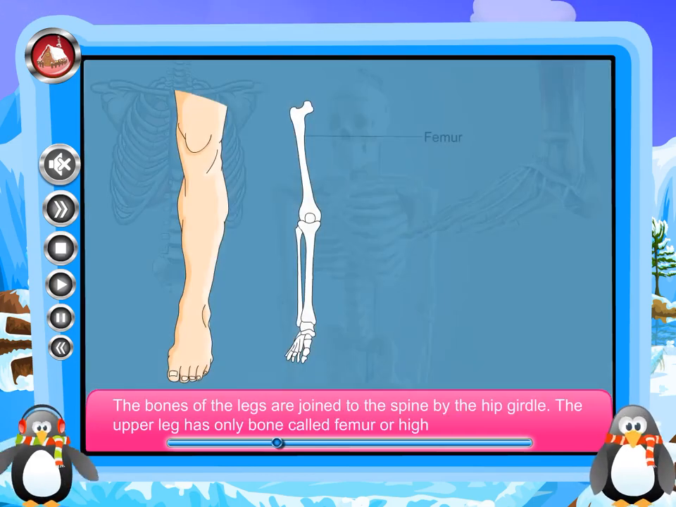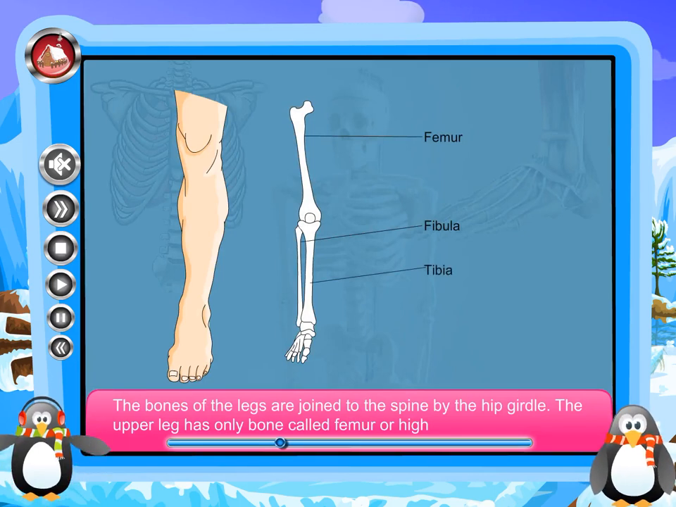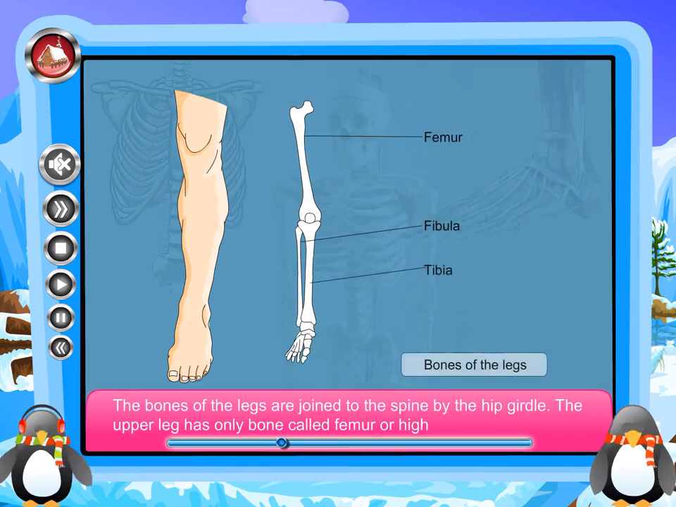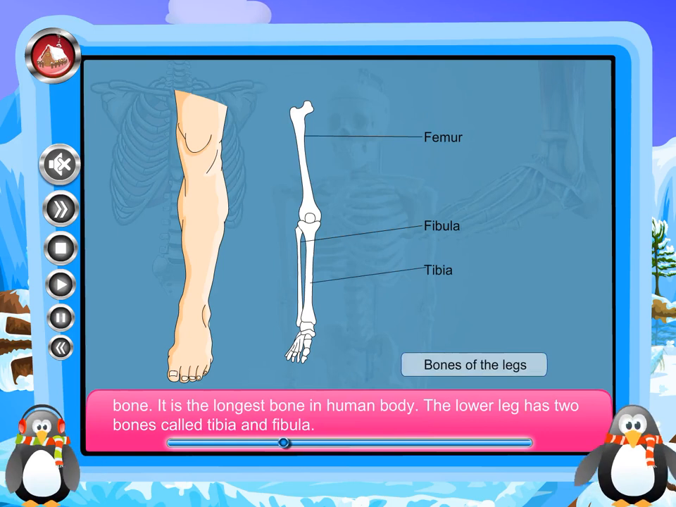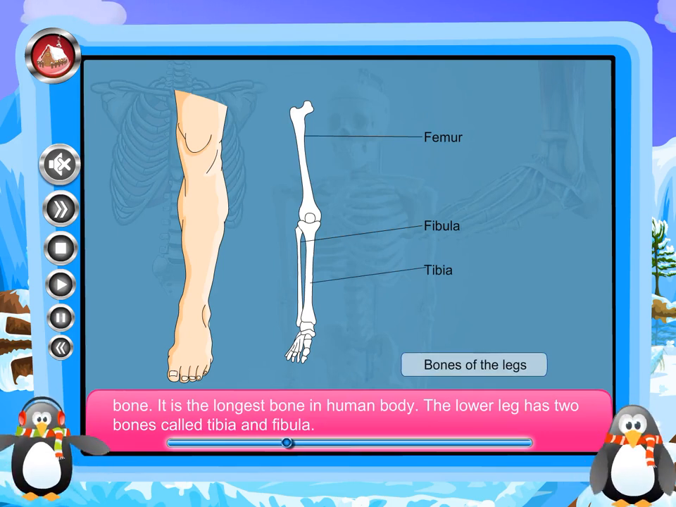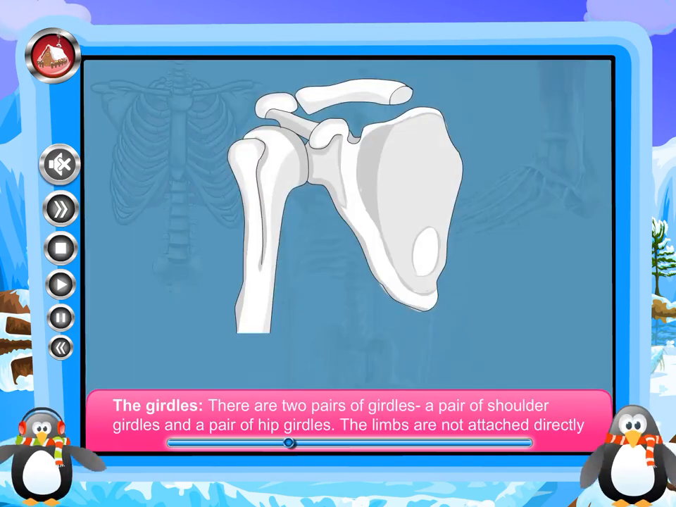The bones of the legs are joined to the spine by the hip girdle. The upper leg has only one bone called femur or thigh bone. It is the longest bone in the human body. The lower leg has 2 bones called tibia and fibula. The girdles.